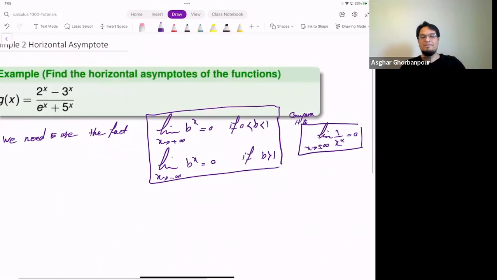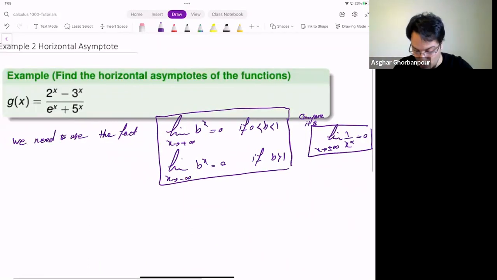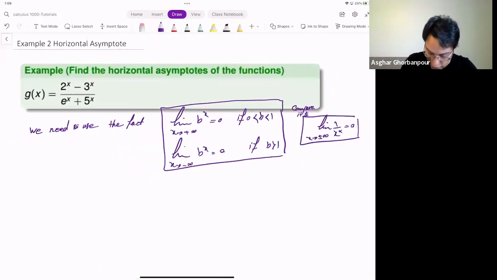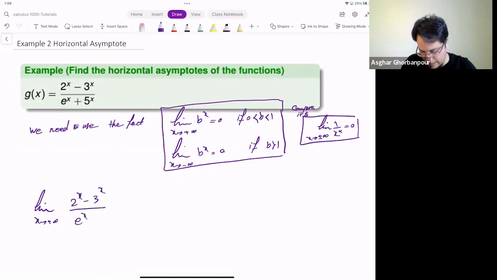So this already tells me that, if this is the trick that will work, we need to do different things for the limit at plus infinity and for the limit at negative infinity. And how does this work? Okay, so I want to cook up 2 to the power x minus 3 to the power x over e to the power x plus 5 to the power x. I want to cook up some exponential functions which work nicely here.